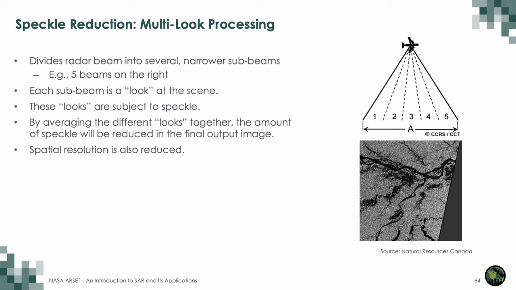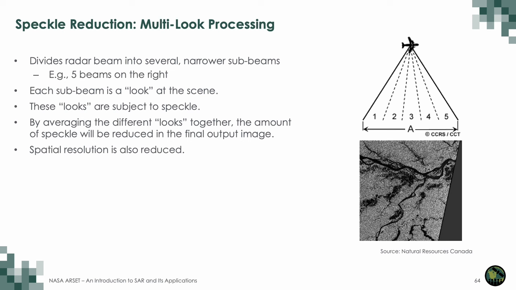Speckle may make interpretation of radar images more difficult, so it's generally desirable to reduce speckle prior to interpretation and analysis. And speckle reduction can be achieved in three ways: multi-look processing, spatial filtering, and temporal filtering.